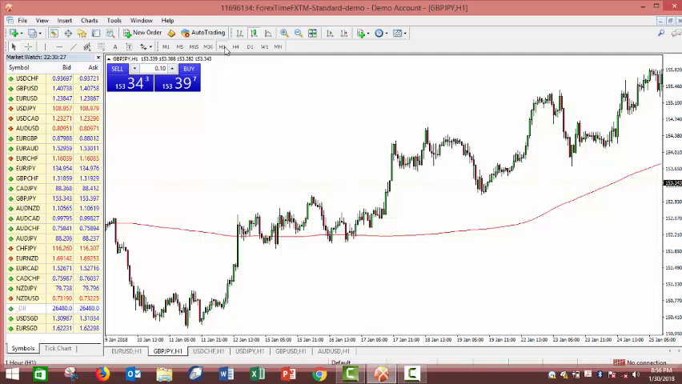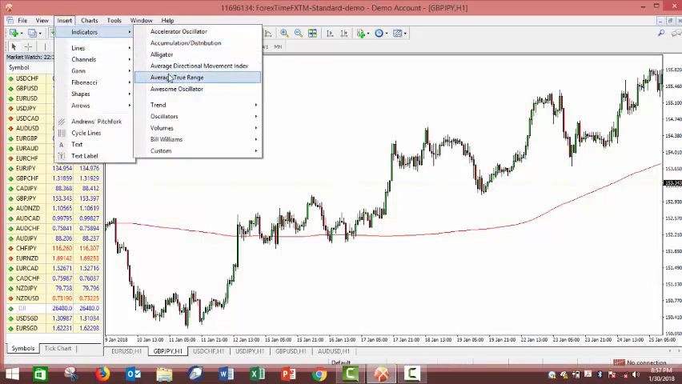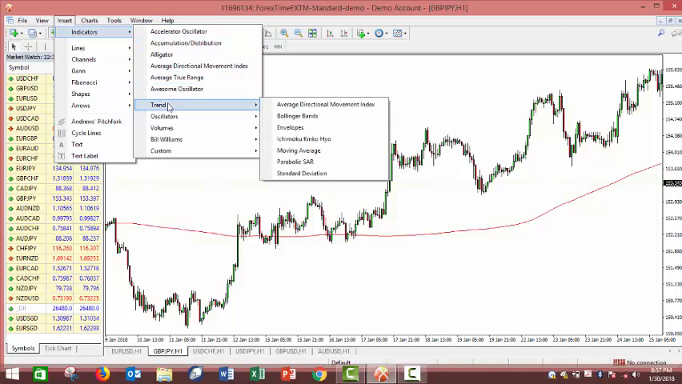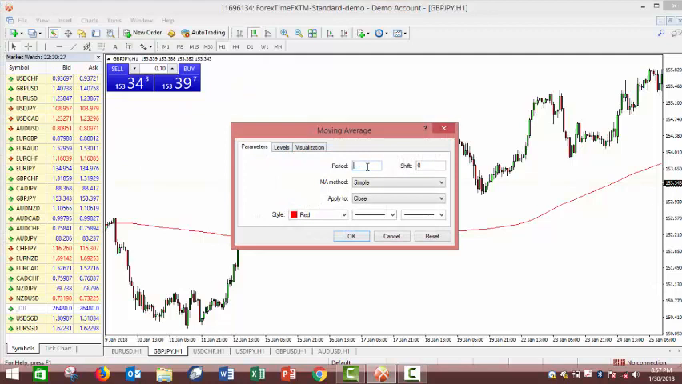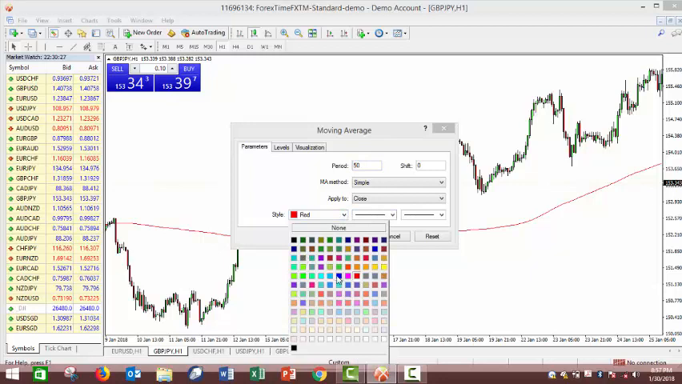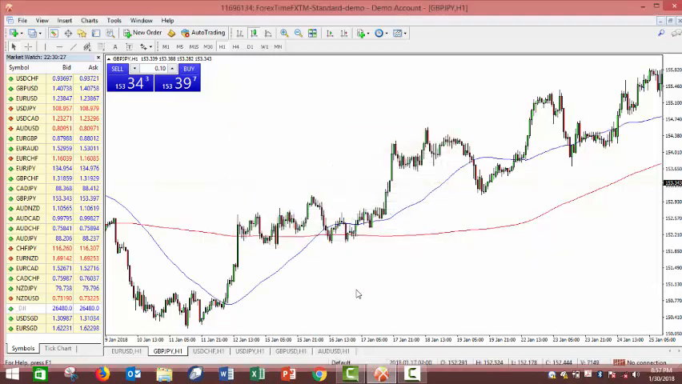Now the second thing we want to do is to put a second moving average. The second moving average we want to use is the 50 moving average, and it helps us define the area of value. To add your indicator, just go to insert, indicator, trend, moving average. Click on it, select 50. You can change the color to blue. And that is it.